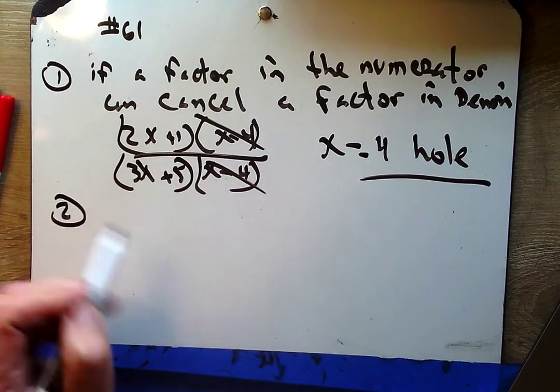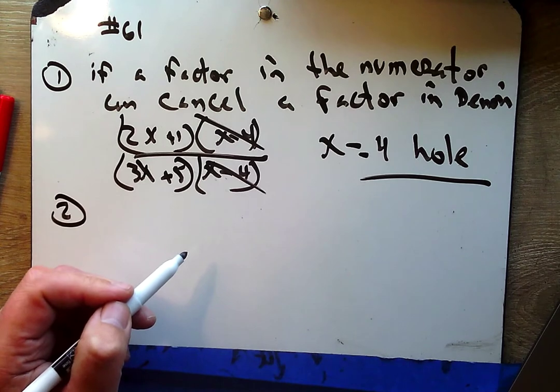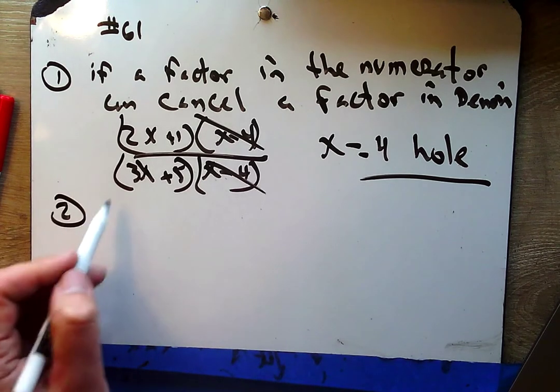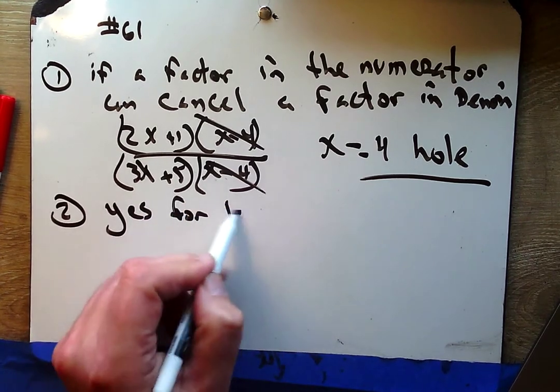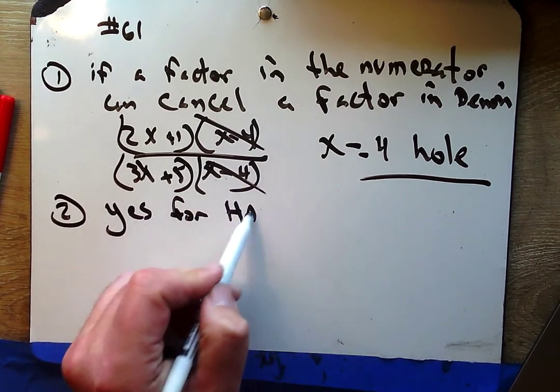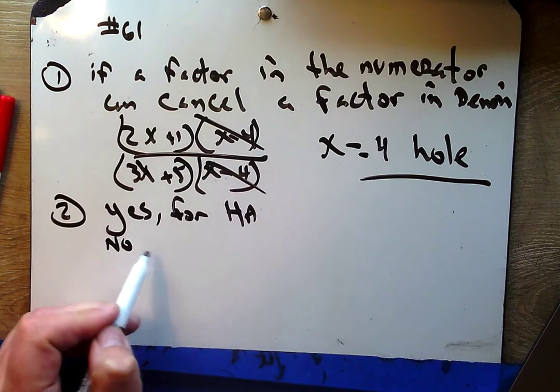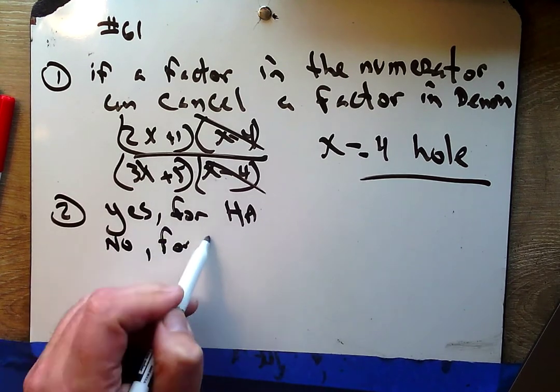Okay, 2. Is it okay to cross horizontal asymptotes? What about vertical ones? Yes for horizontal, no for vertical.